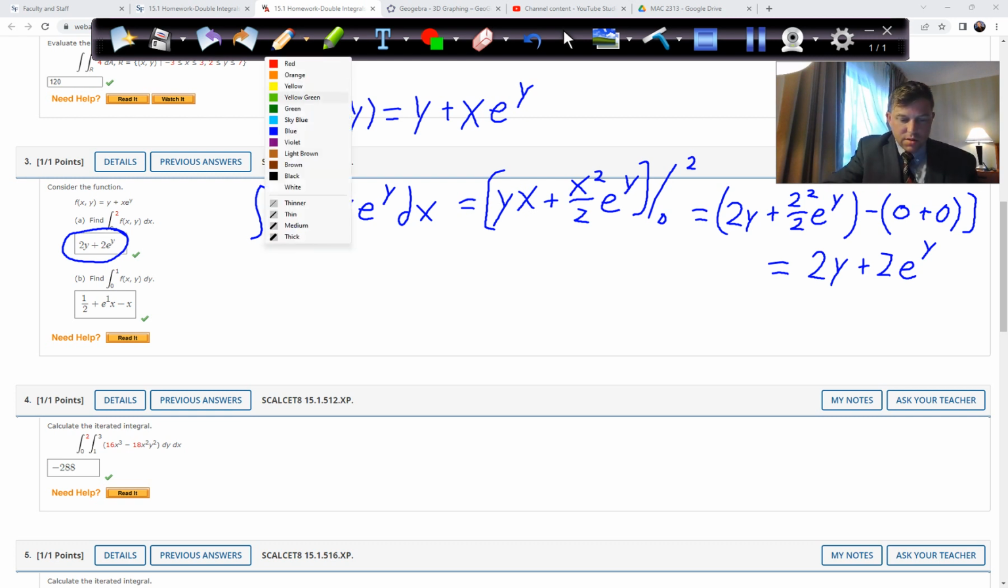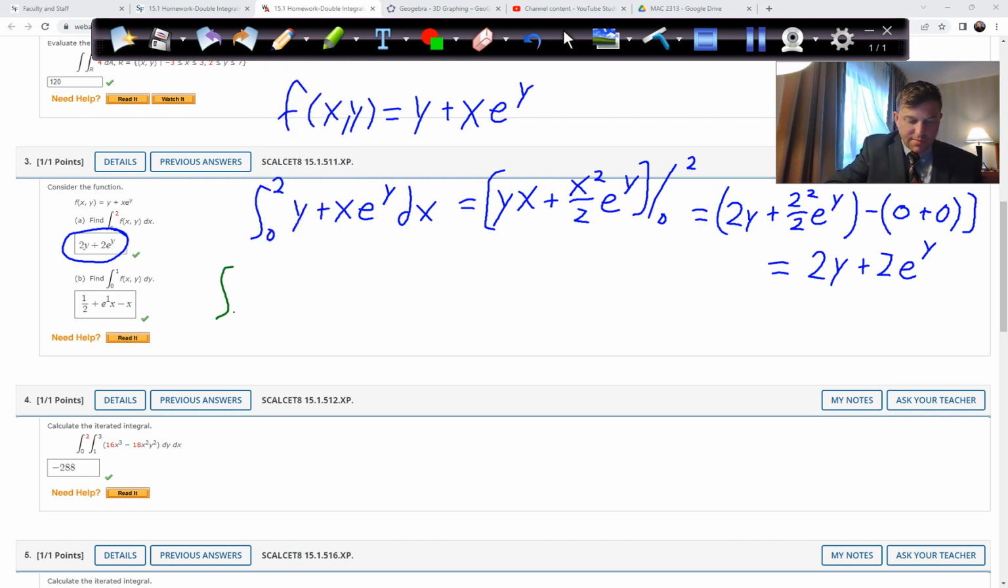Okay, in part 2, they want us to do that same function, but we're going from 0 to 1, and we're doing the y term now. So we're going to get the antiderivative of y to the first is y to the second over 2. The antiderivative of e to the y is e to the y with an x on it. And we're going from 0 to 1.